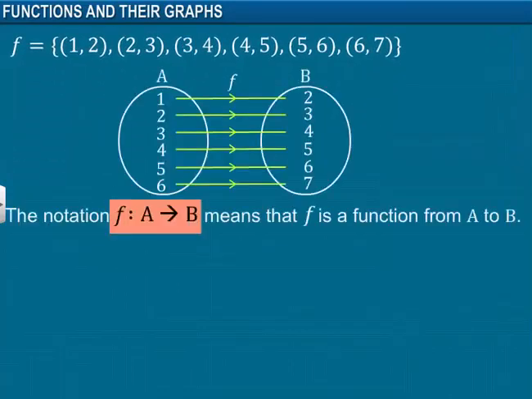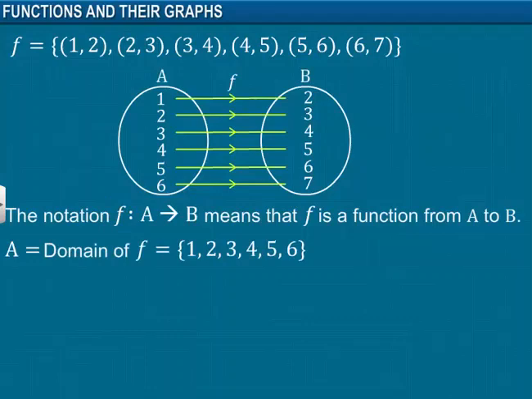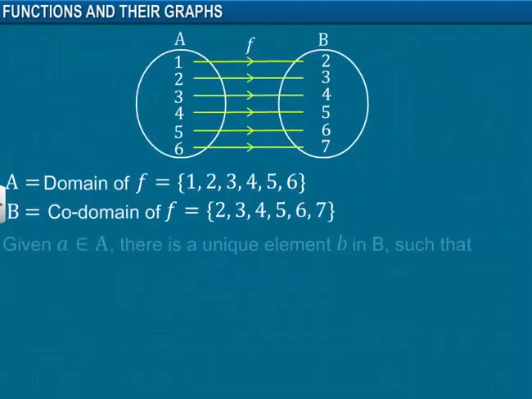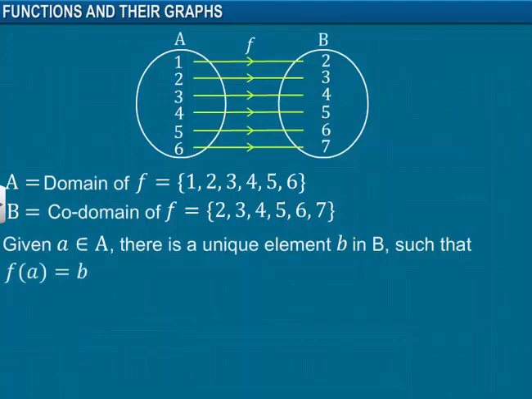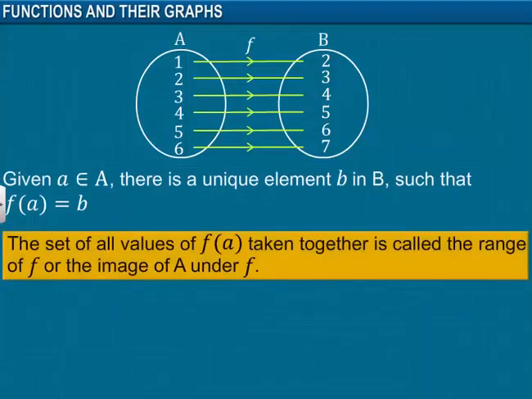The notation f from A to B means that f is a function from A to B, where A is called the domain of f and B is called the codomain of f. Given an element a from set A, there is a unique element b in set B that is related to a. The unique element b, to which f relates a, is denoted by f of a and is also called the value of f at a, or the image of a under f. The set of all the values of f of a taken together is called the range of f, or the image of A under f.